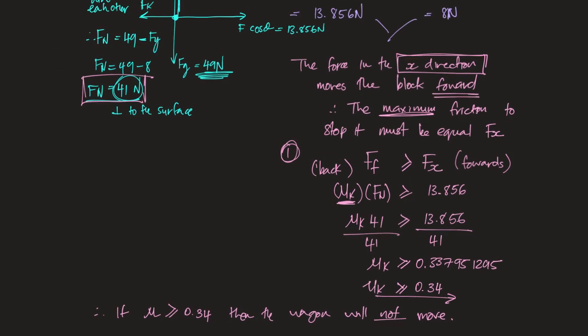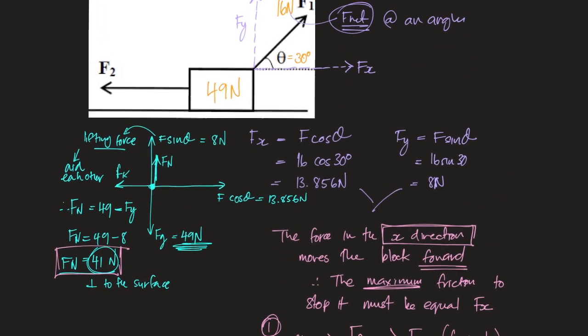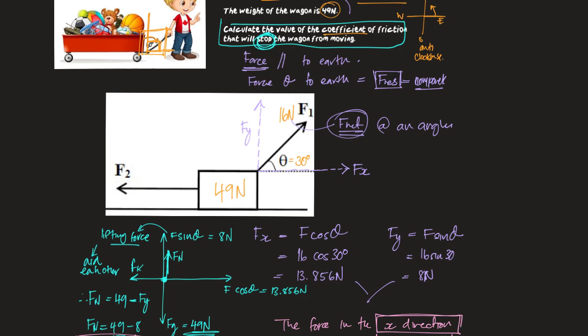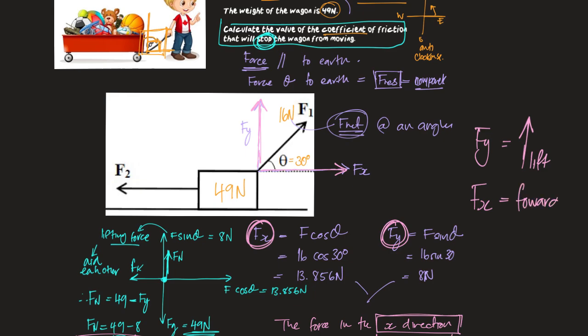Alright, so when we're looking at an example like this, please make sure that if anything ever moves at an angle, you need x components and y components. Y components are always going to move the object up, so we get a lifting force, and x components will move it forward or backwards or whatever the case is.